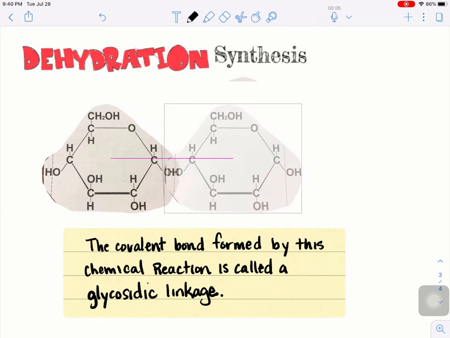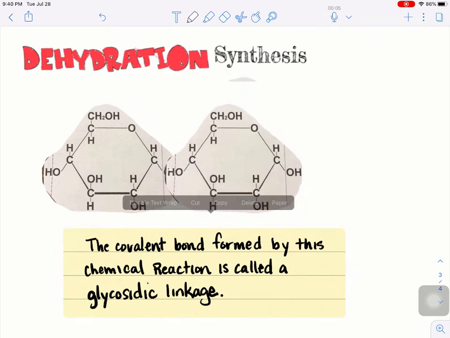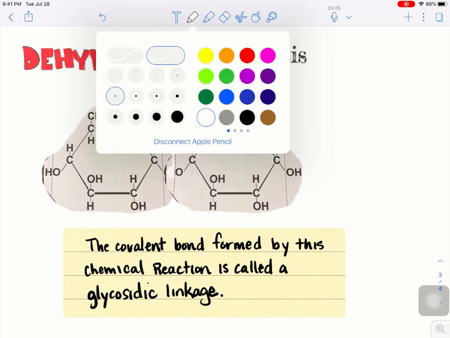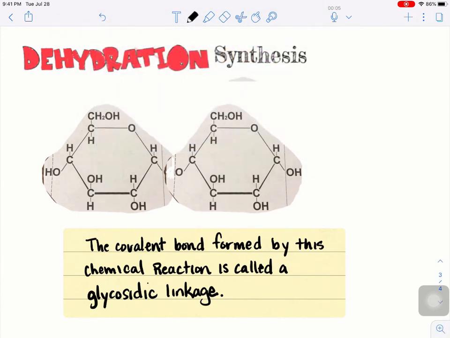bonded together. The Greek prefix mono means 1, di means 2, poly means many, and this is helpful to remember in order to identify different types of combinations of the building blocks for these monomers. An example of a disaccharide is sucrose, otherwise known as table sugar.